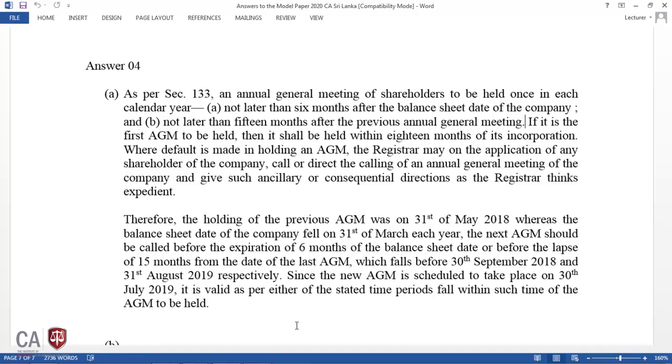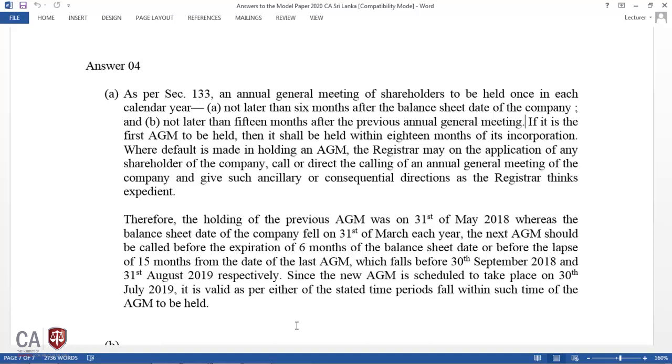Therefore, the previous AGM was held on 31st of May, in this particular case 2018, whereas the balance sheet date of the company fell on the 31st of March each year. The next AGM should be called before the expiration of 6 months of the balance sheet date and before the lapse of 15 months from the date of the last AGM, which fall before 30th of September and 31st of August respectively. But since it says 'and', it should be held before 31st of August 2019.